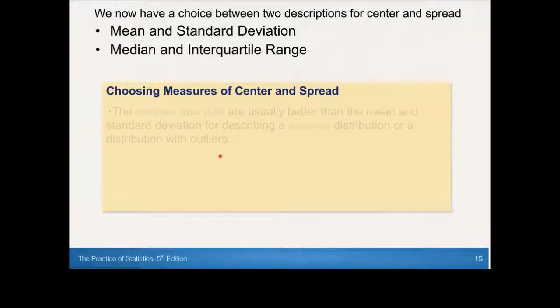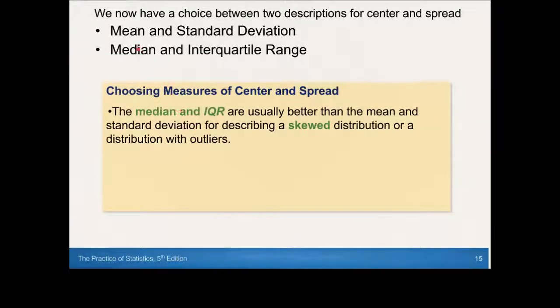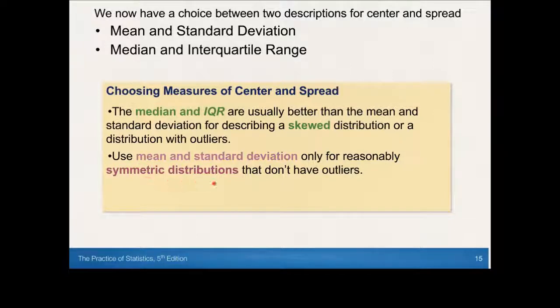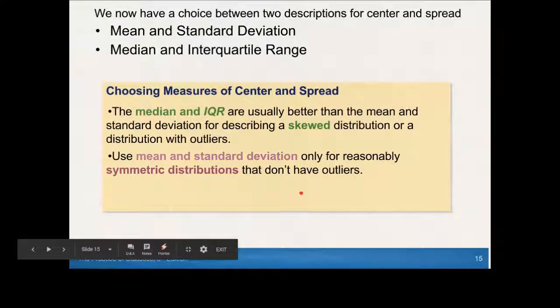How do you choose which one to use? Well, the median and the IQR are usually better than the mean and the standard deviation for describing skewed distributions, because the mean is affected by skewed data. So if we have this big spread and data points way out to the right or the left, then we're going to use the median and the IQR. If we have symmetrical distributions, then we're going to use the mean and the standard deviation instead, as long as they don't have any outliers, because that would mess things up.